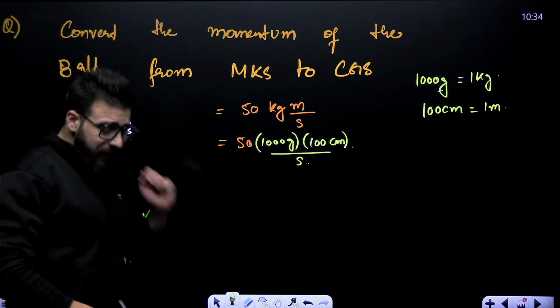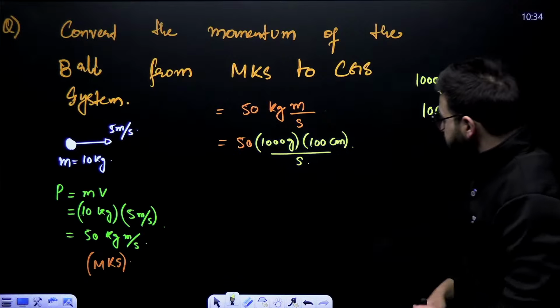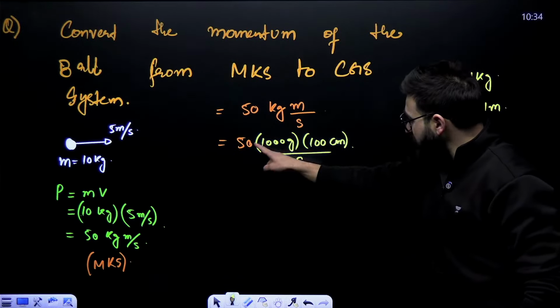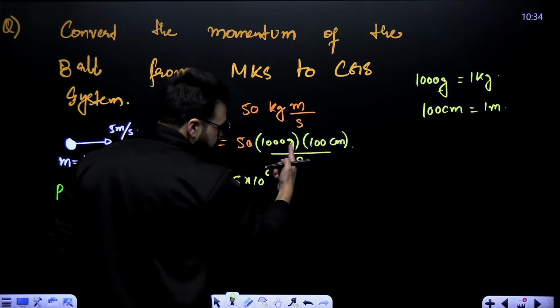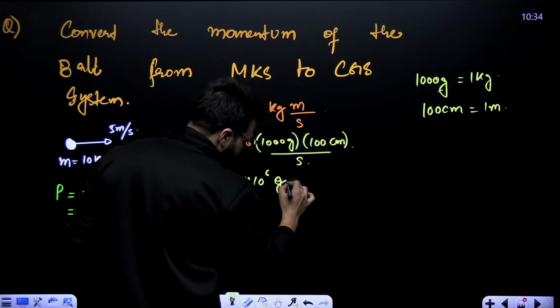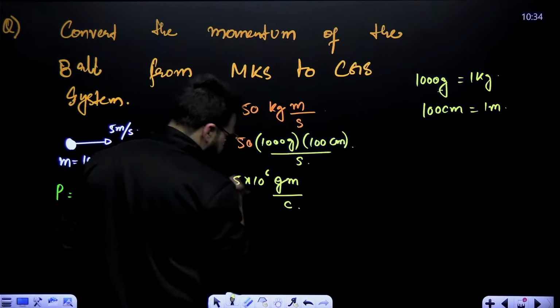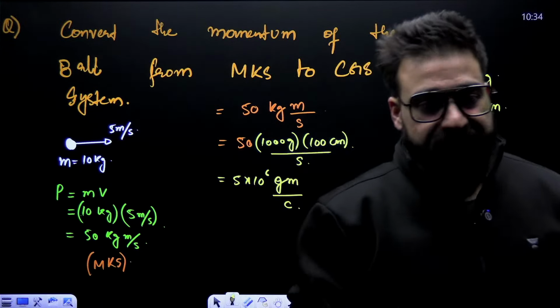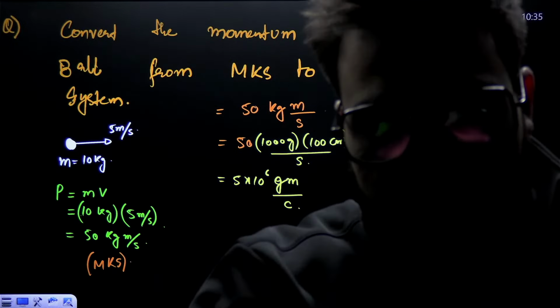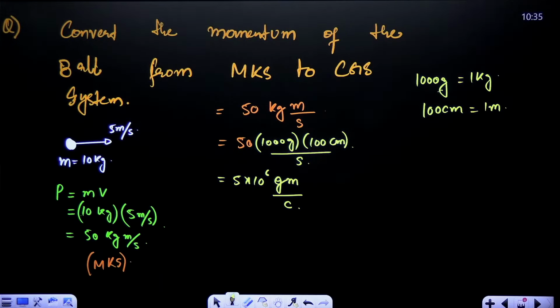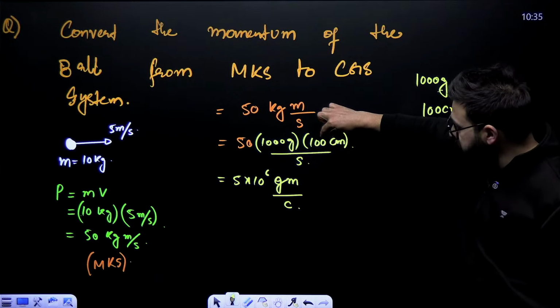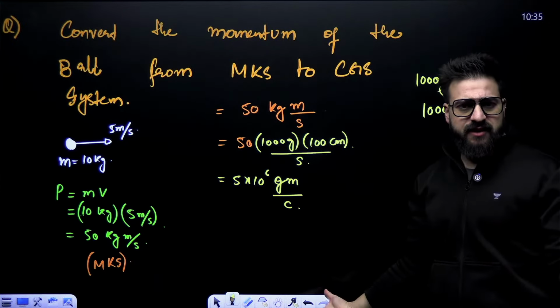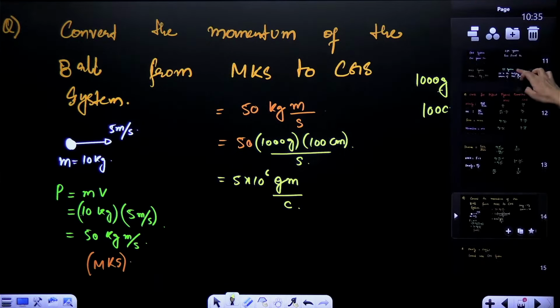Okay. Now tell me, my dear friends, in this particular case, how many zeros? 1, 2, 3, 4, 5 and 6. So this will be simply 5 into 10 raised power 6 gram centimeter upon second. This is the value of momentum in CGS system: 5 into 10 raised power 6 gram centimeter per second. Simple. Convert this kg into grams. Here, instead of meters, we write centimeters divided by second. That's it. Okay.